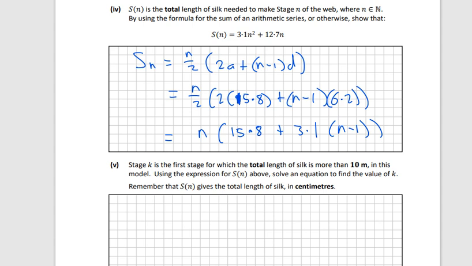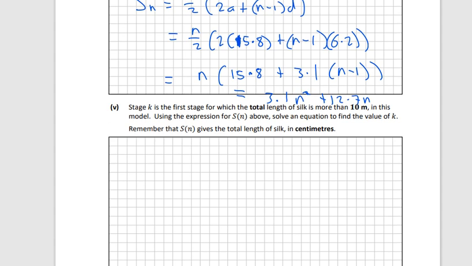If you multiply the 3.1 by n, it's 3.1n. Multiply the 3.1 by minus 1, it's minus 3.1. And then you'll do 15.8 minus 3.1, and it'll give us 12.7. And then you have to multiply in the n. So it's just algebra from there. But it gives us 3.1n squared plus 12.7n. That's all we have to do there.